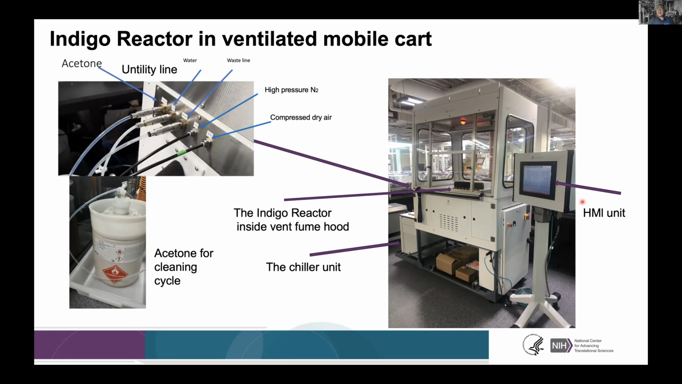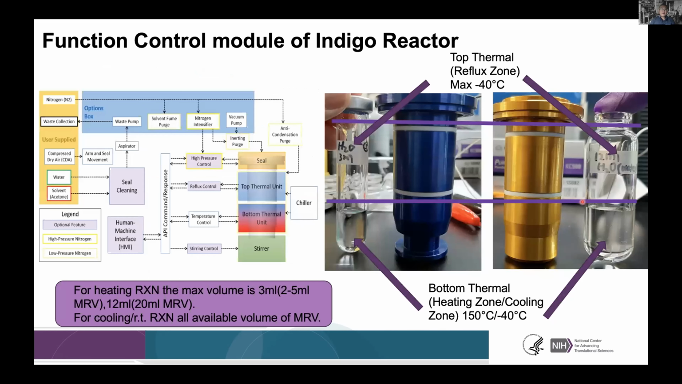And the last but not the least is the HMI unit. That's the brain for the Indigo. We use the HMI unit to send out all these commands, all these recipes, running the reaction. And here is the control unit, the modules or functions behind the Indigo reactors. How we can achieve all these functions, everything starts from the HMI unit here by sending this API command to run the reactions.